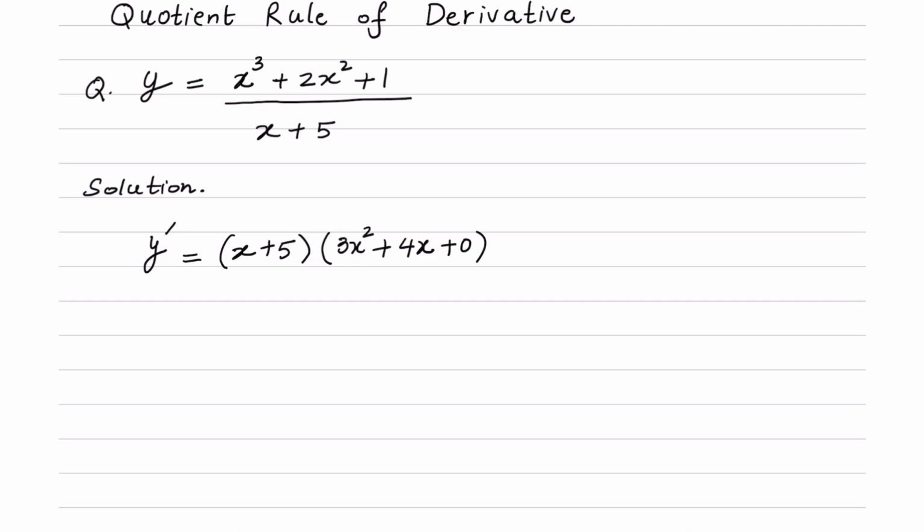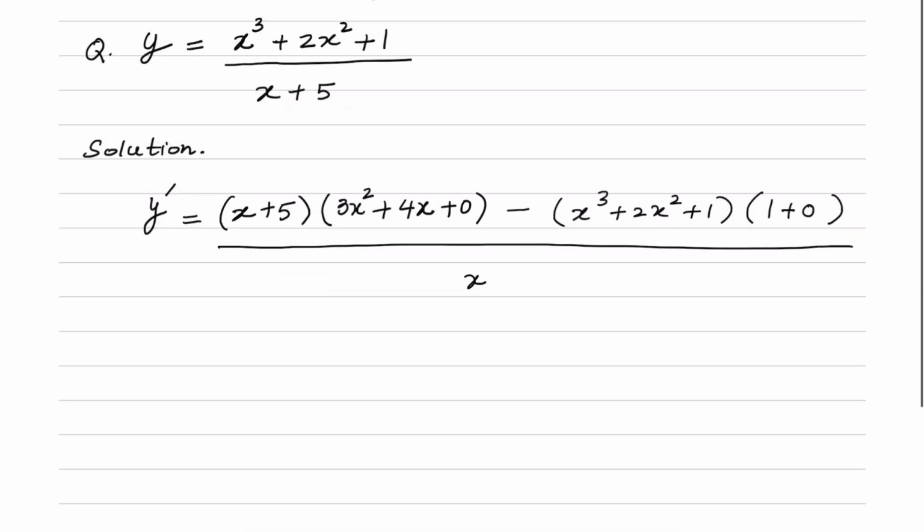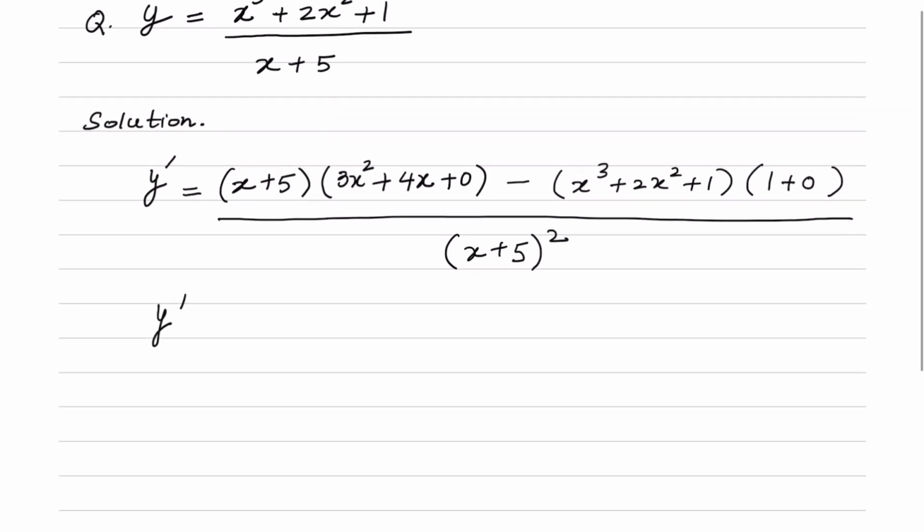So quotient rule of derivative again: lower term as it is, upper term derivative, minus upper term as it is, x cube plus 2x square plus 1, lower term derivative. So derivative of x is 1 plus derivative of 5 is 0, whole divided by lower term as it is and its whole square. So this is how the quotient rule of derivative works.